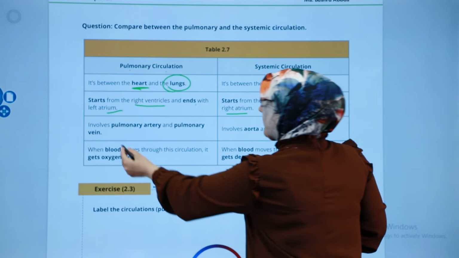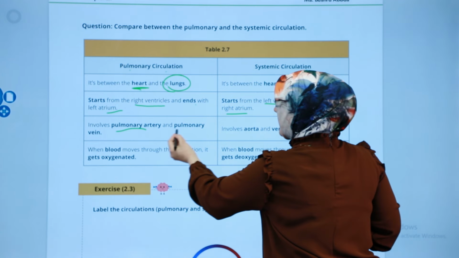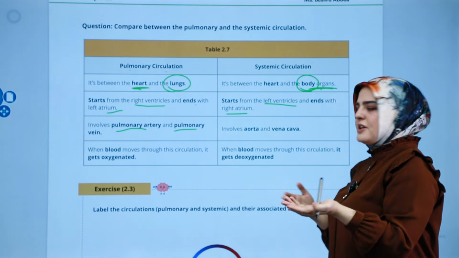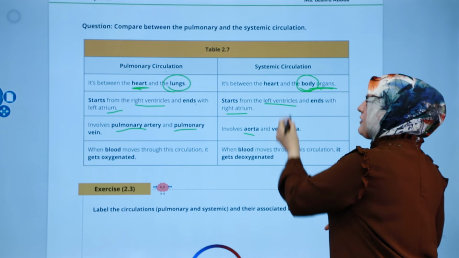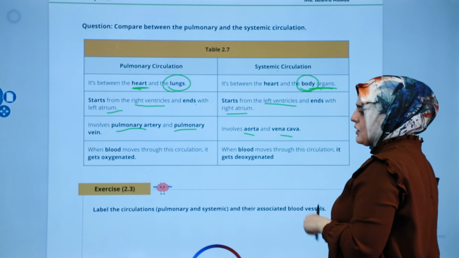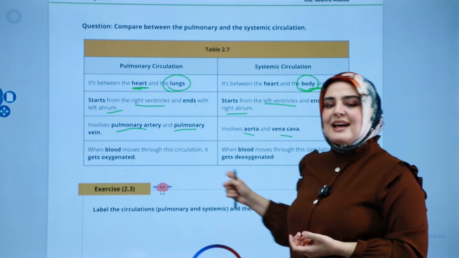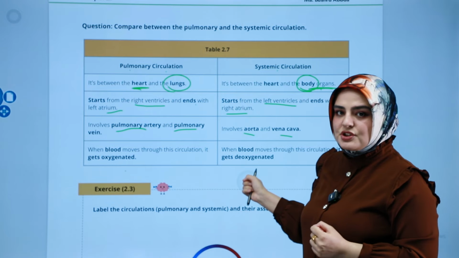Okay? Then involves pulmonary artery and pulmonary vein. Of course, pulmonary circulation have its pulmonary vessels. Aorta and vena cava are part of the systemic circulation. How do you end up with the blood? It gets oxygenated. At the end, it gets deoxygenated. All right?